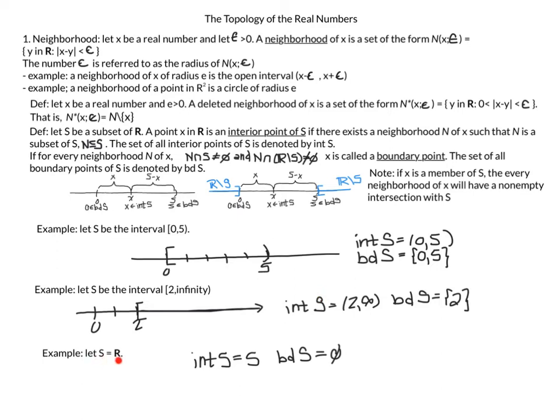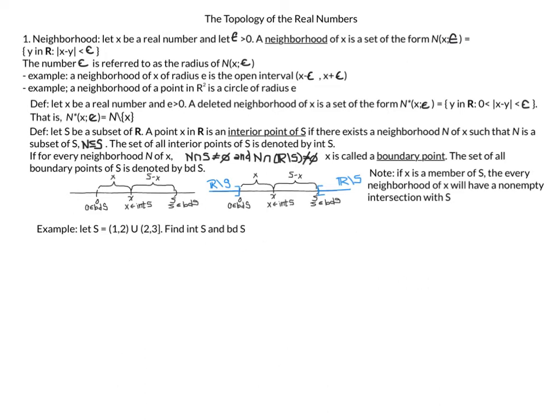And then finally, let S equals R. The interior is equal to S. So if we take the entire real number line, we can always take a small interval around any real number and it will be contained inside R, which is why the interior is considered all of S. And the boundary, well, there's no boundary, because once you take an interval around a real number, it will contain elements inside of R, but it won't contain elements outside of R, which is why the boundary is equal to null.